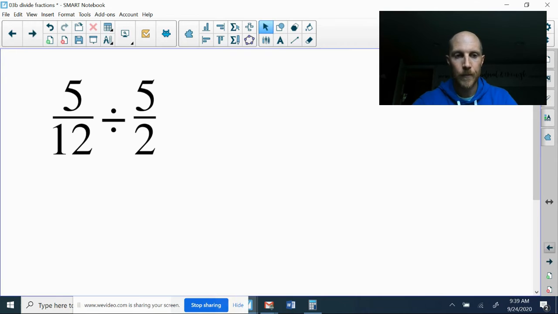All right, so here's another example, 5/12 divided by 5/2.